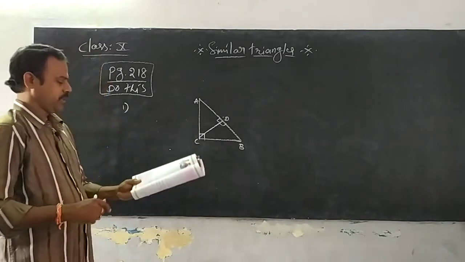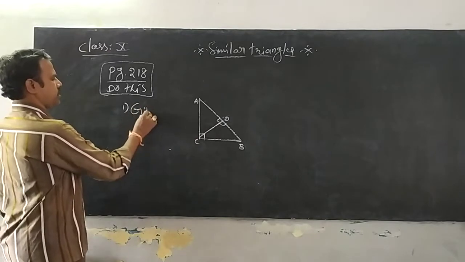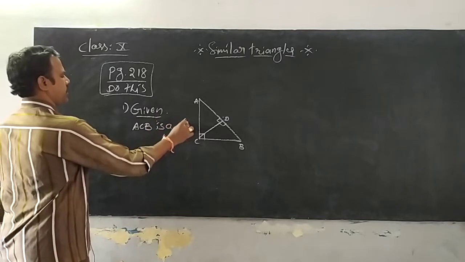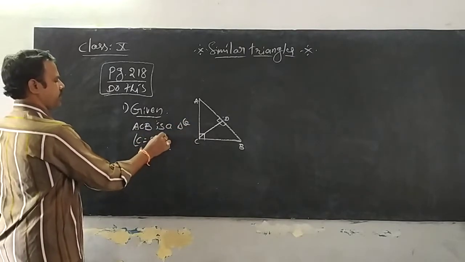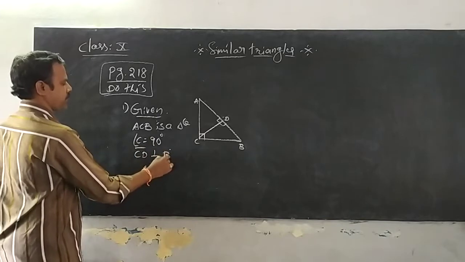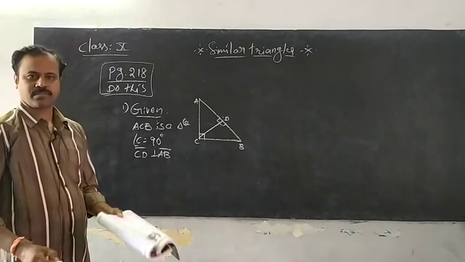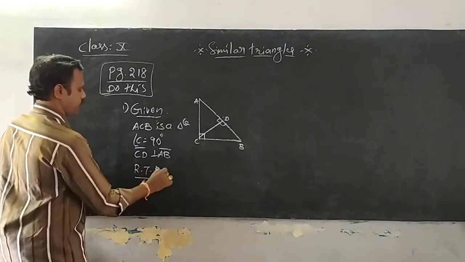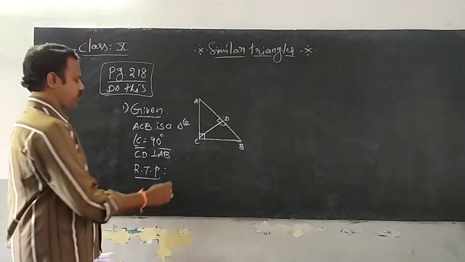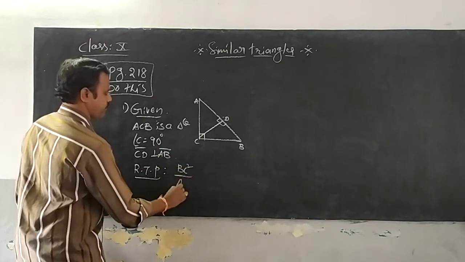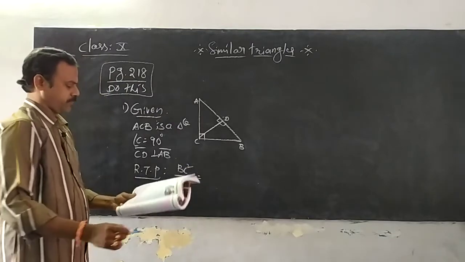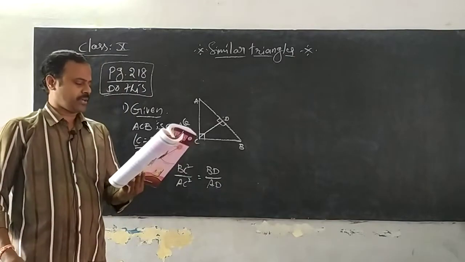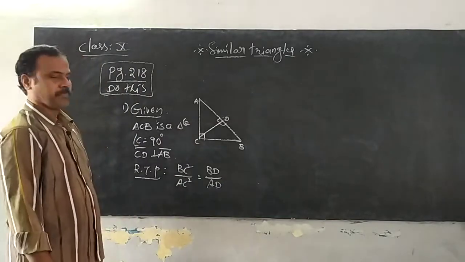Okay. Right. So in triangle ABC, what is given to us? ACB is a triangle. Angle C is equal to 90 degrees. CD line segment is perpendicular to AB line segment. Okay, right. What is asked to prove here? Required to prove: BC square by AC square is equal to BD by AD.